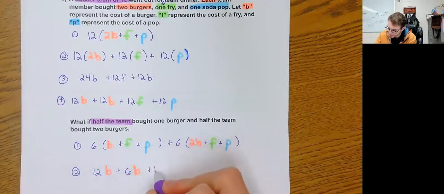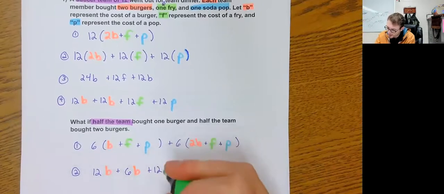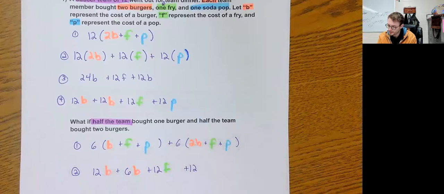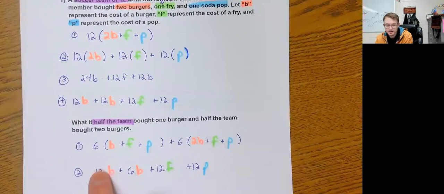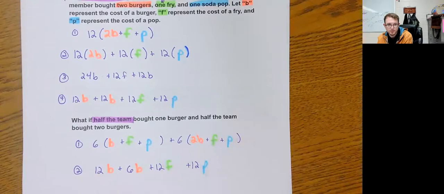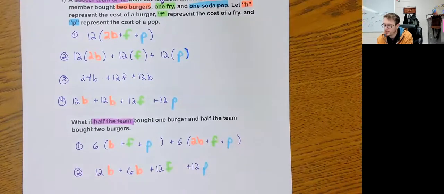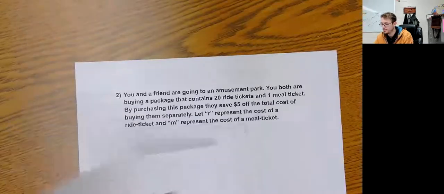And then you still got your plus 12 fries, and then your 12 pops. All right? So you still have your 12 burgers that everybody buys, 1 burger, but then you have half the team buying another burger, and then 12 fries, 12 pops. Obviously, there's a lot more ways you can write this out. But the point is understanding how to break down a story problem, a real world scenario, into an expression. So that'd be a good example of that.